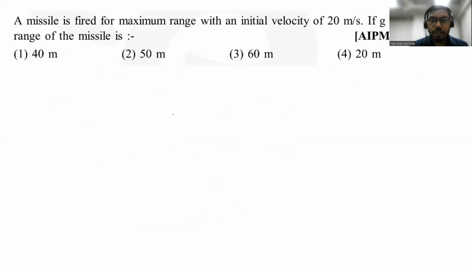A missile is fired for maximum range with an initial velocity of 20 meter per second. So we know that the initial velocity is 20 meter per second, and g is taken to be 10 meter per second square. We have to find the range of the missile. First of all, maximum range. Maximum range means that the range is maximum, but what decides the range? What decides the projectile's trajectory? Two things: the initial velocity and the angle of projection. Out of this, the initial velocity is given, fixed. We need to somehow find the angle.